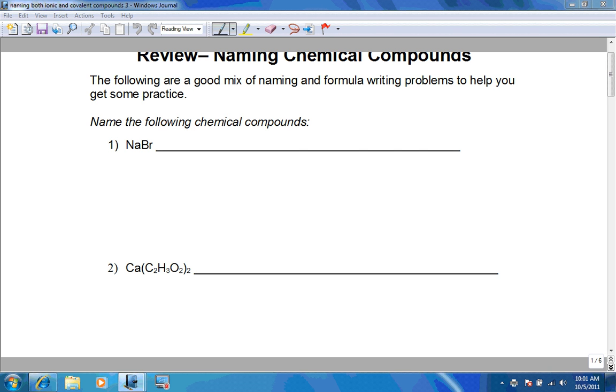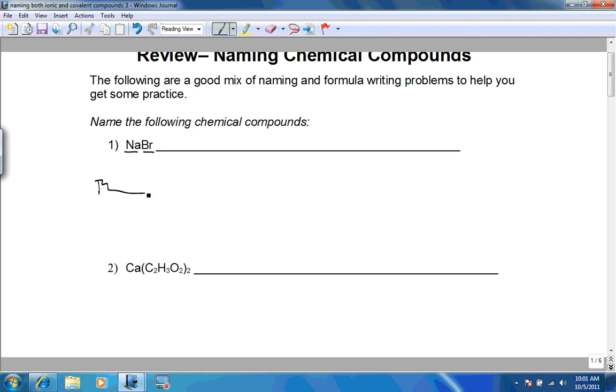Okay, we are now starting on the naming both ionic and covalent compounds worksheet number 3. Hopefully this is starting to make sense now. So first we're going to start with the chemical formulas and we're going to go into the chemical names. So with this one is Na and Br.